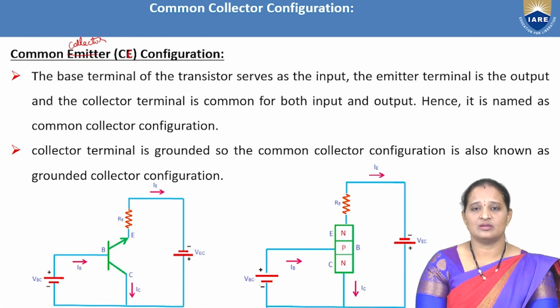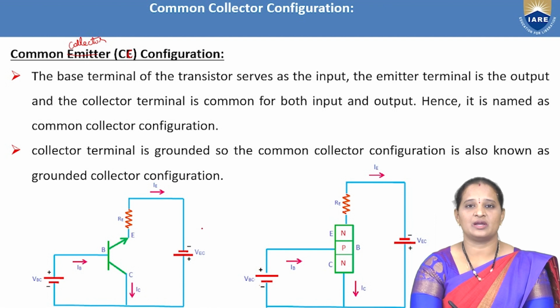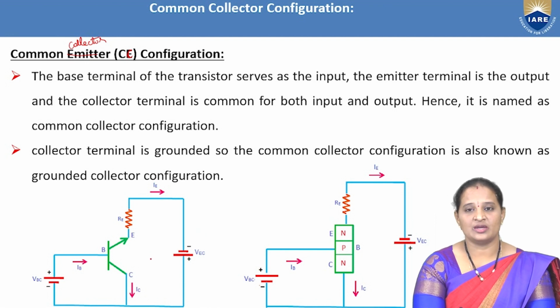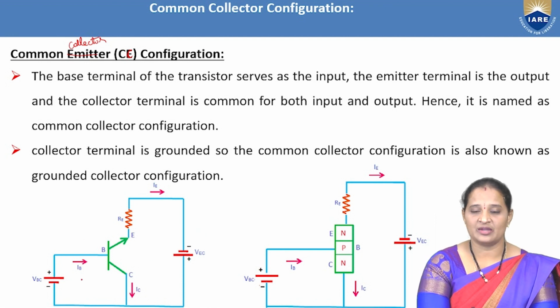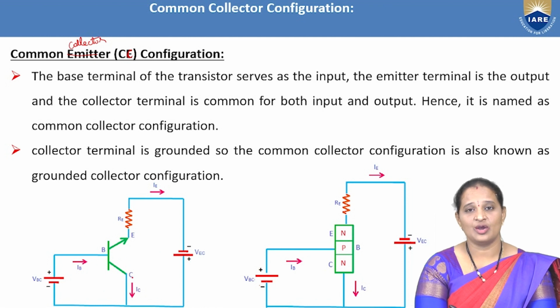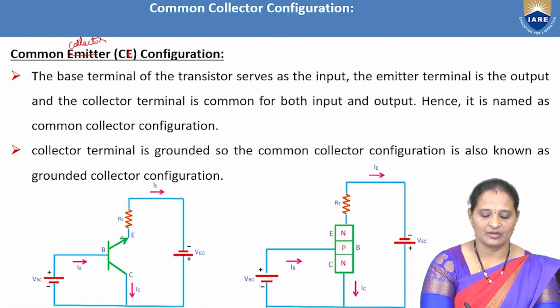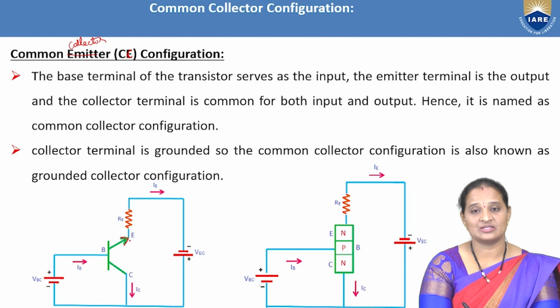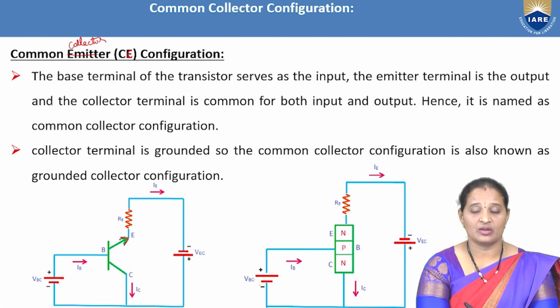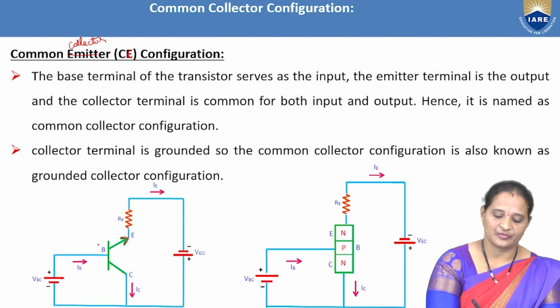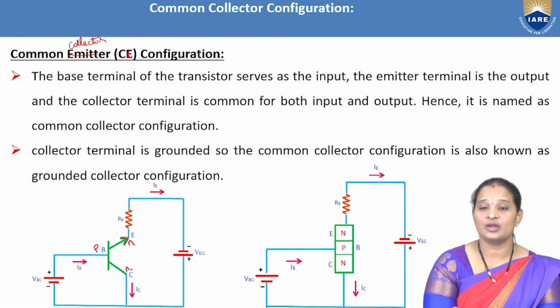These are the circuit diagrams showing the transistor connected in common collector configuration. Here we have considered an NPN transistor connected in common collector configuration. This is the NPN transistor, which is identified by the direction of this arrow. As this arrow is pointing out, we identify this transistor as an NPN transistor, whereas the base is P type and the emitter and collector are N type.